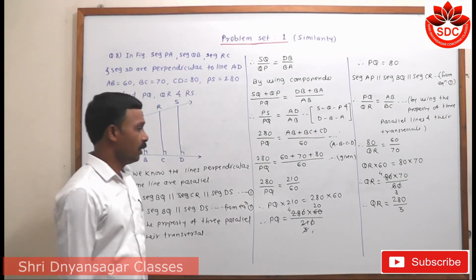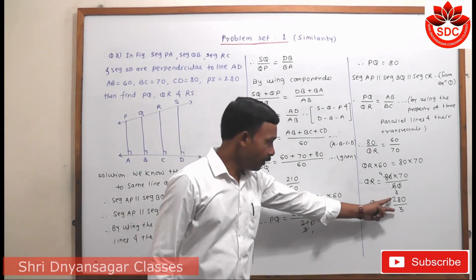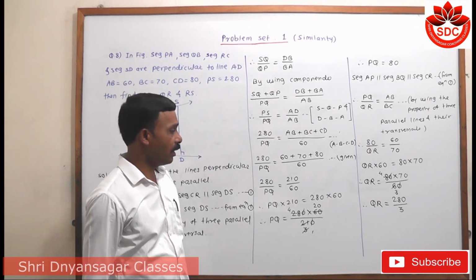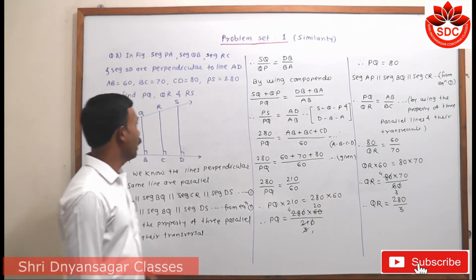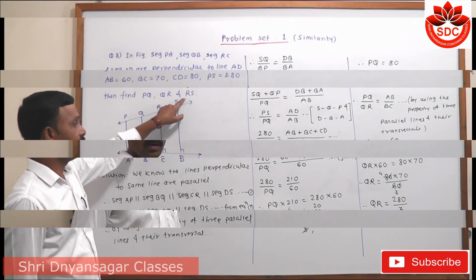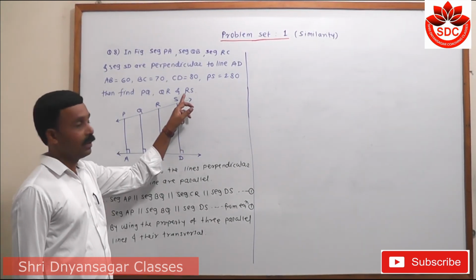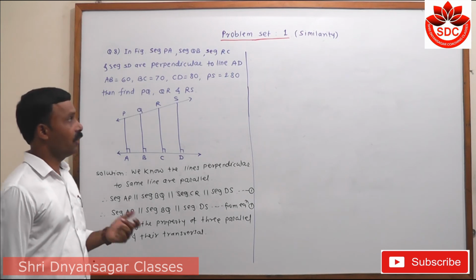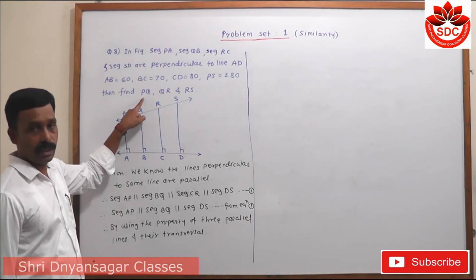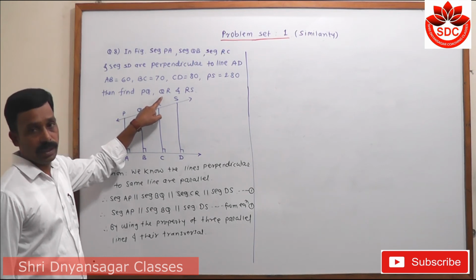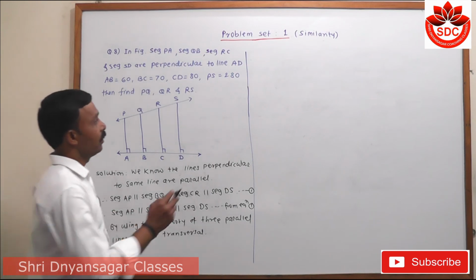Now student, this is the value of QR. I cannot simplify it, so I take it as it is. This value of QR is 280 upon 3. Okay. Now we have to find the value of RS, the last value. How to find it? Look here. First we have PQ, and this QR is 280 upon 3. Then we have to find the value of RS. How to find it? Look here.